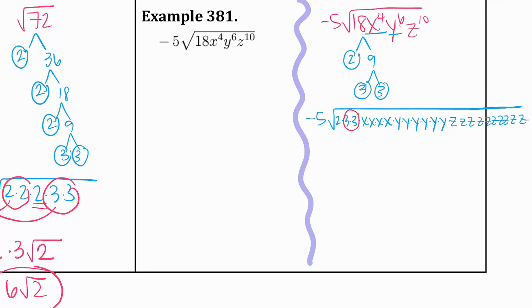For my numbers, I only have a pair of 3's. There's already a negative 5 on the outside. Negative 5 times 3 is negative 15. And then the only number I have left over inside is 2.